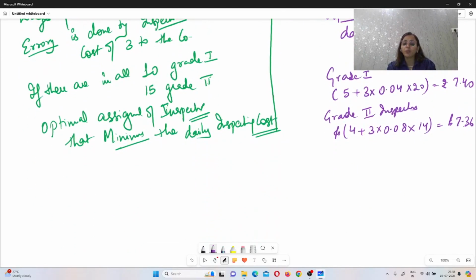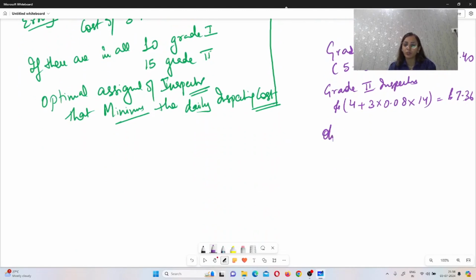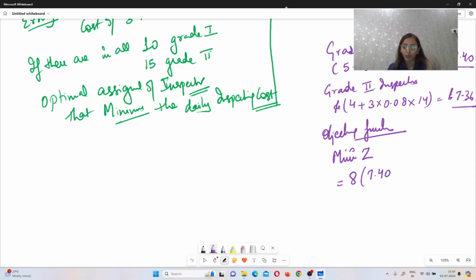Now, what is the objective function? Note it down over here: we want to minimize our z, and the values are the ones we have calculated right now, 7.40 and 7.36. Multiply by 8. What is this 8 which we have taken up, which is given in the case? We have been given 8 hours per day, so we take 8, and per hour we have calculated 7.40 for grade 1.